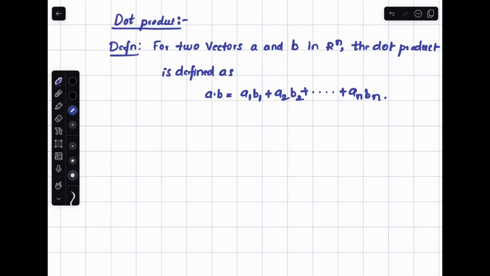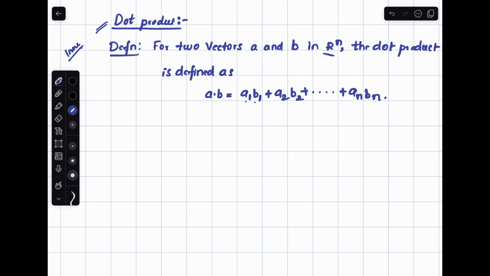Hello students, today's topic is dot product. We will see the dot product first and then we will dive into what is called the inner product. By definition, the dot product for two vectors a and b in R^n is defined as a · b = a1 b1 + a2 b2 + ... + an bn, so on up to an bn.